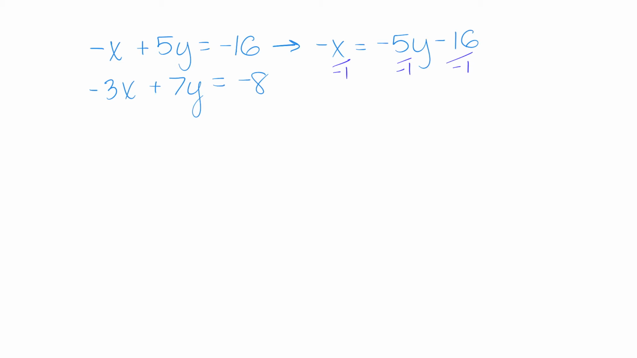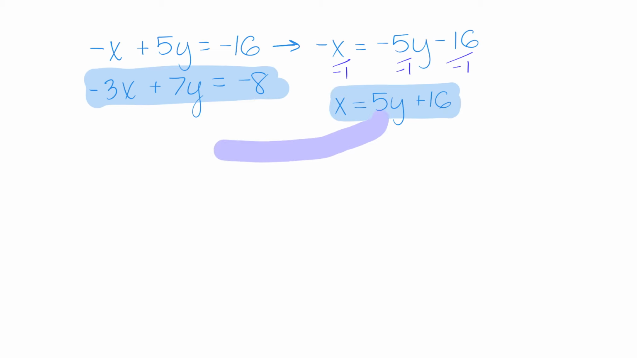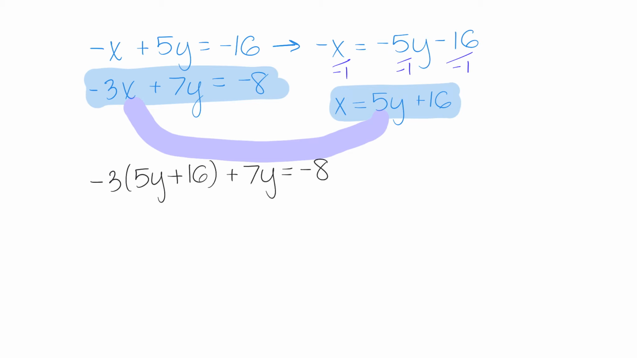And that's going to give me x equals 5y plus 16. So I'm still working with this, and now I'm working with this, and this time I know what x is. So I'm going to take that and plug it in to x. So that's going to give me negative 3x. Well, x is 5y plus 16, plus 7y equals negative 8. Look carefully, all I have are y's, so therefore I can solve for y.